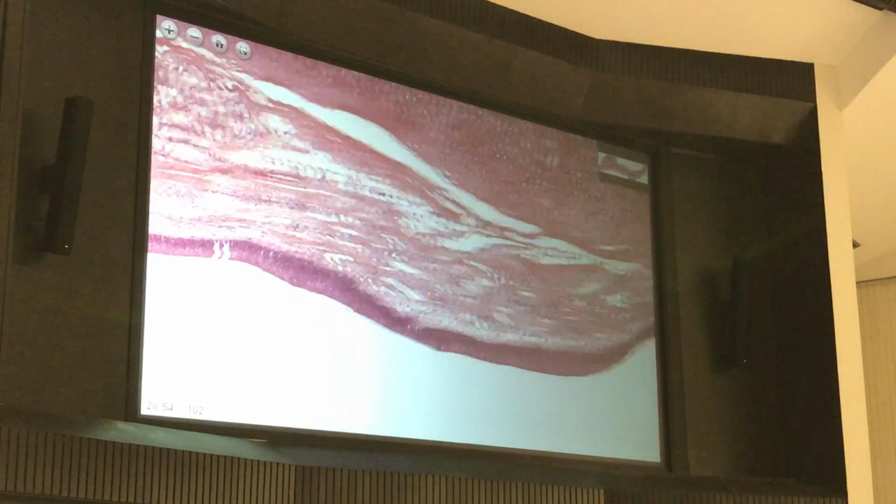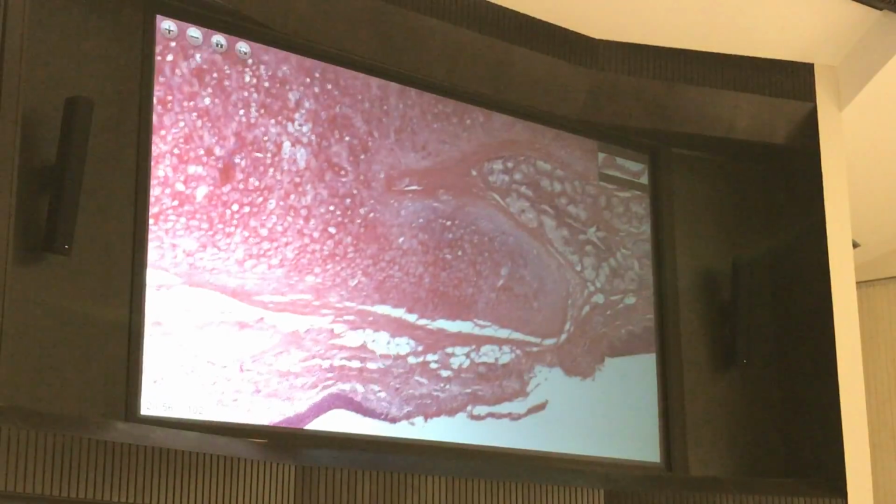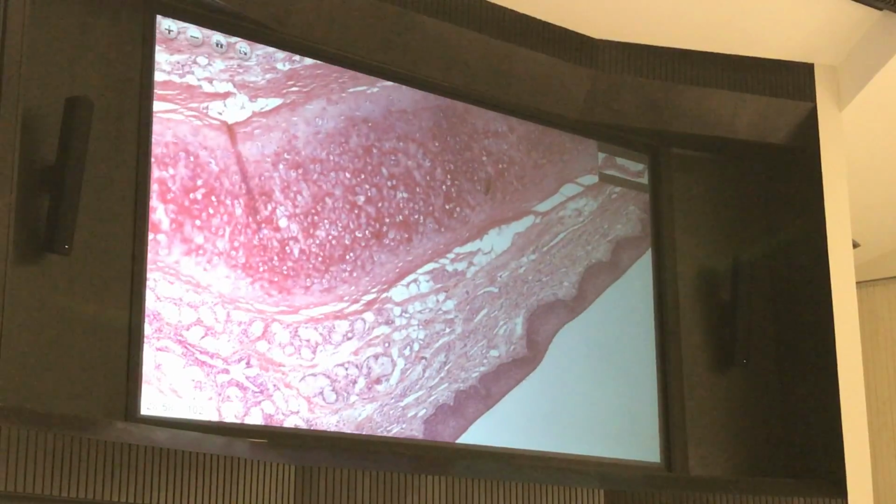I don't know what a tattoo looks like under the microscope. Let's see. I'm sure there's a.